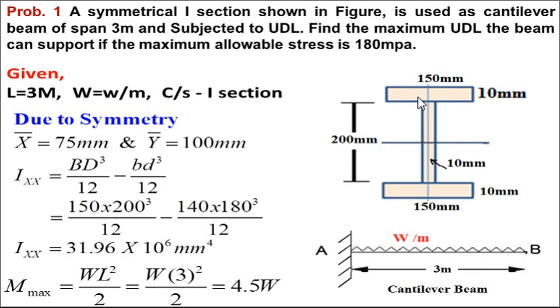And 180 is the depth. The total is 200 from top to bottom. From that you have to deduct this 10 and 10, so the middle part will be 180. So you will get the MI of the I section, that is 31.96 into 10 to power 6 mm raised to 4.